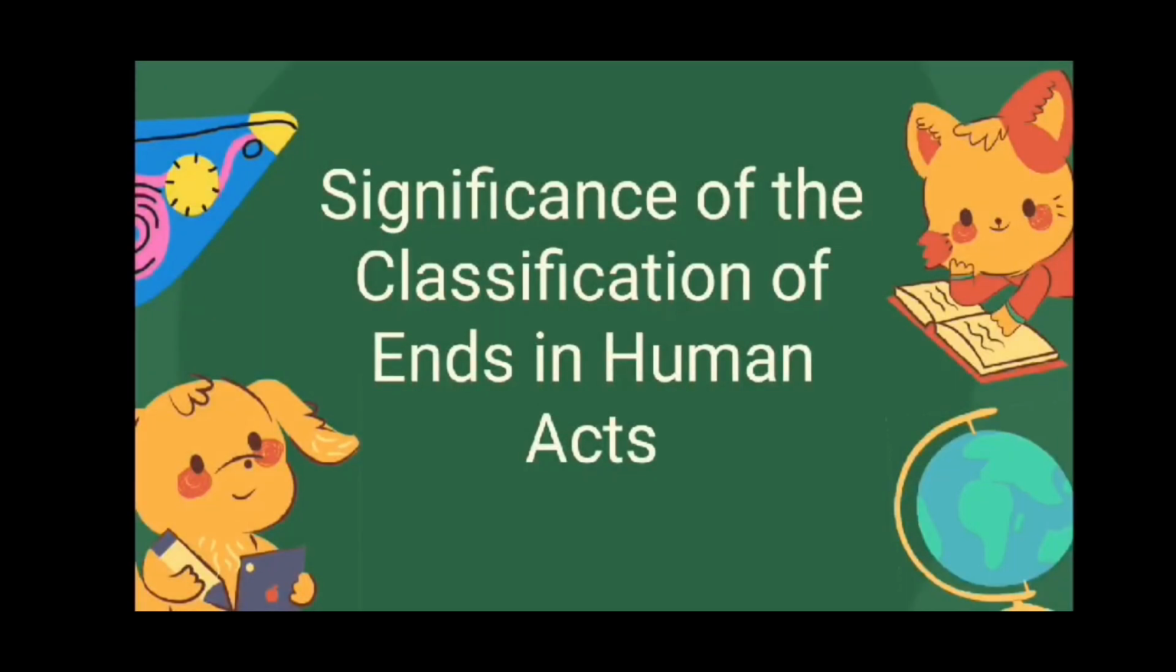This is the significance of the classification of ends in human acts. But first, what do we mean by classification of ends? Simply put, it refers to the different levels of goals or purposes behind our actions. This can be immediate, intermediate, or ultimate ends, each playing a role in guiding our choices and behavior.